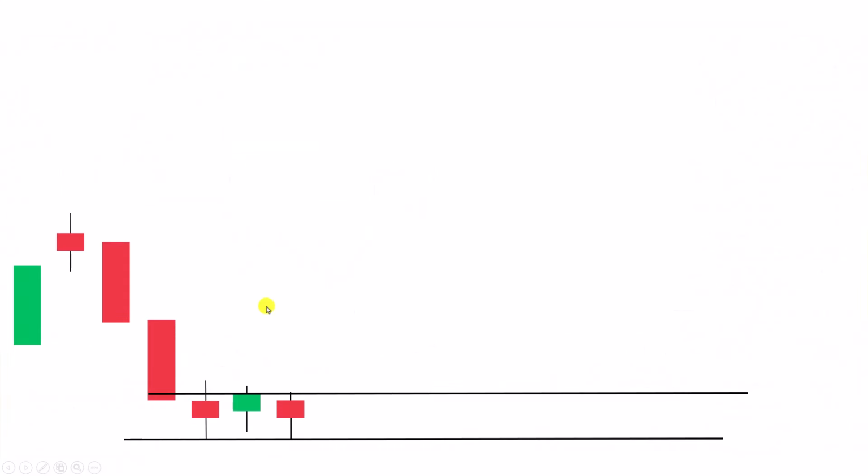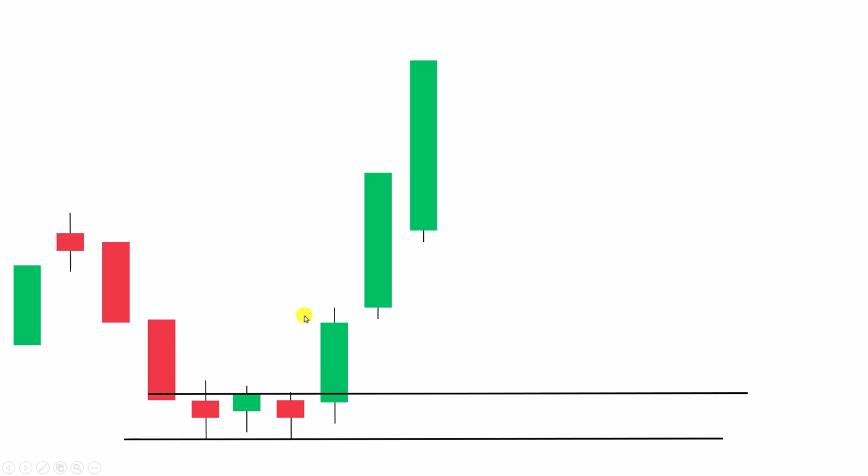Next, let us say that you have marked a zone like this. Okay, you have marked a zone like this. What you have to notice is how the price moves away from this zone. If you see here, the price is moving very strongly by making big green candles. Okay, this means that this zone is very strong, or the buyers here are very strong, or there are a lot of pending orders here.